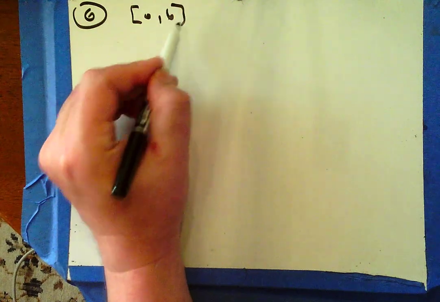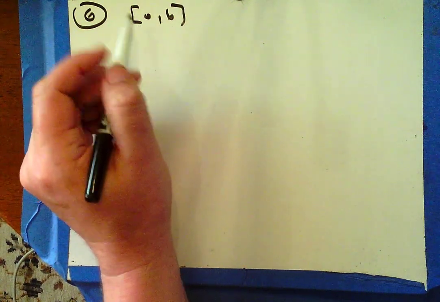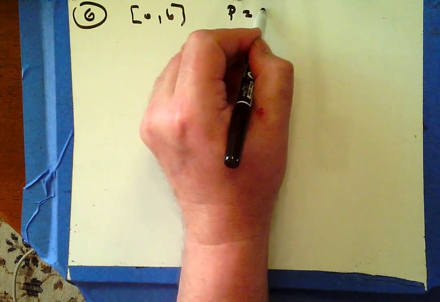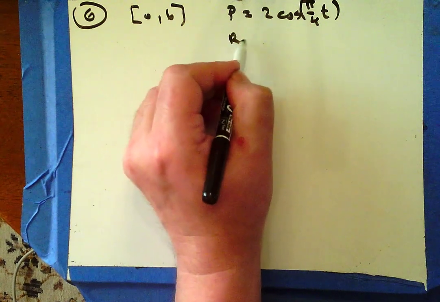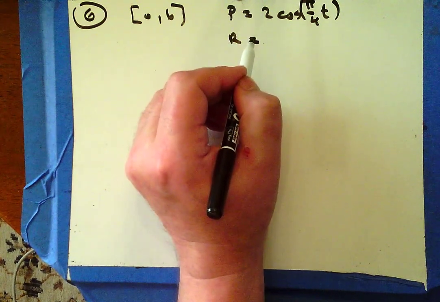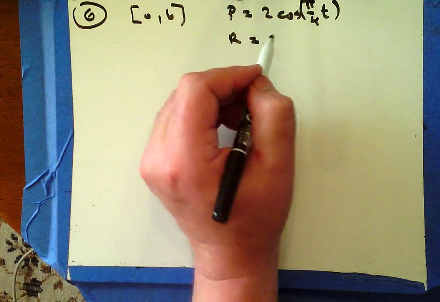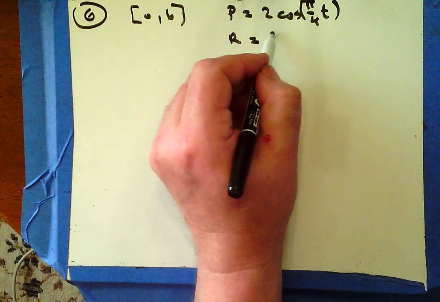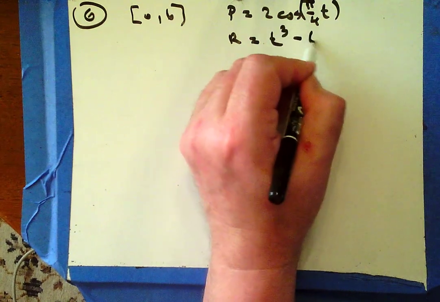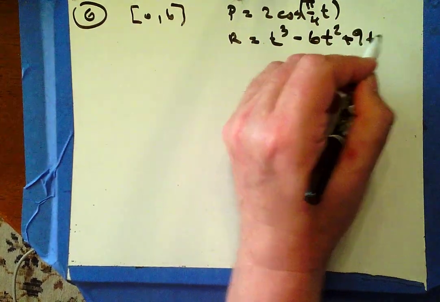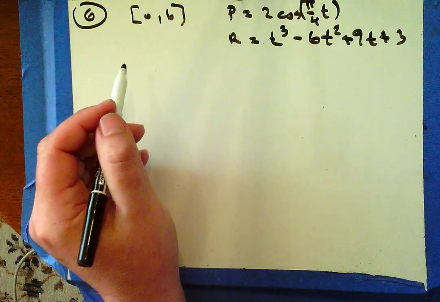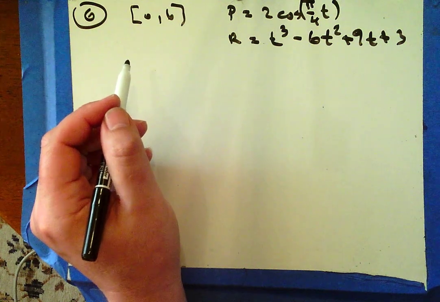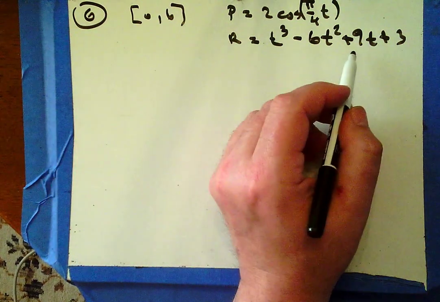Two particles move along the x-axis, 0 to 6. P is given by 2 cosine pi over 4t, and R is given by t to the third minus 6t squared plus 9t plus 3. And this is without calculator, so I'm going to put that aside. Part A, find all the times R is moving to the right.